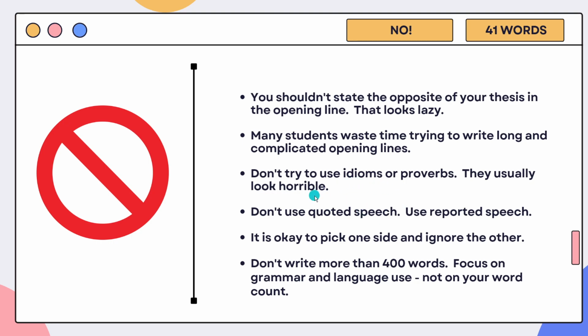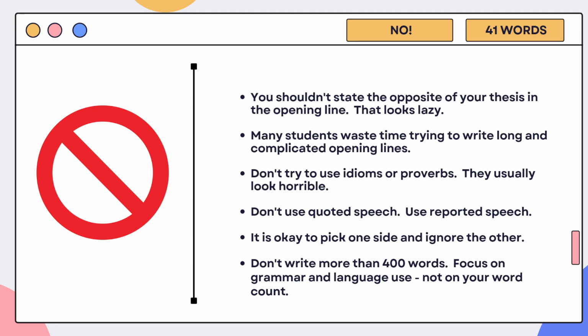Don't try to quote people. Don't say something like, "In grade 6, my teacher said, Sally, you should work in a group." No, just use reported speech. Just say, "My teacher told me I should work in a group." I see a lot of essays with quotations. They never really look good.